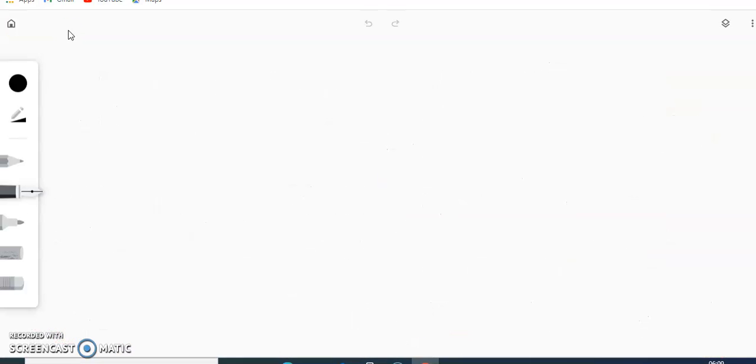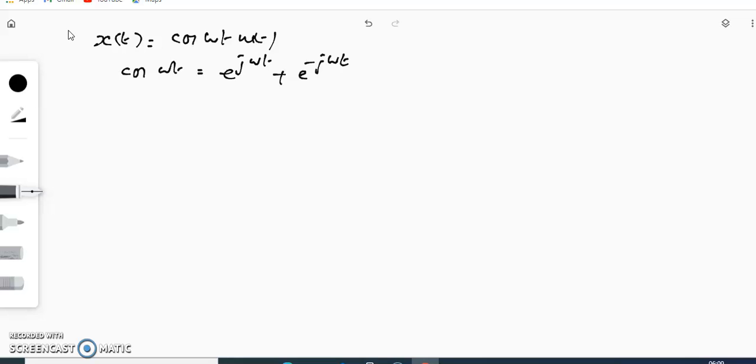Now you try to find out what is the Laplace transform of sine and cosine functions. Okay, x of t is equal to cos omega t u(t). That is a cosine function. Now how can we write this cos omega t? This cos omega t is equal to (e raised to j omega t plus e raised to minus j omega t) by 2. You simply substitute this equation in the Laplace transform equation.